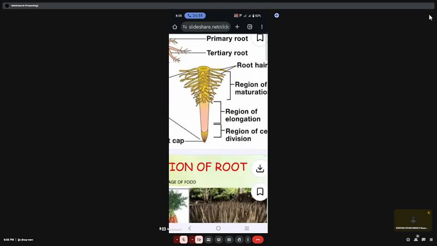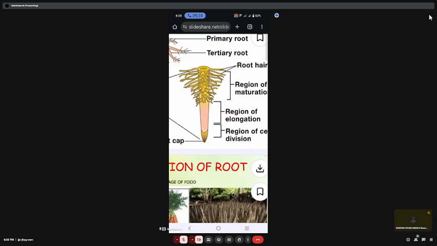What are the characteristics of the cells present in the meristematic zone? They are in an active state of division, the main growing region of the root. They are very small, thin walled, and have dense protoplasm. They undergo repeated cell division. So this is the main growing region.